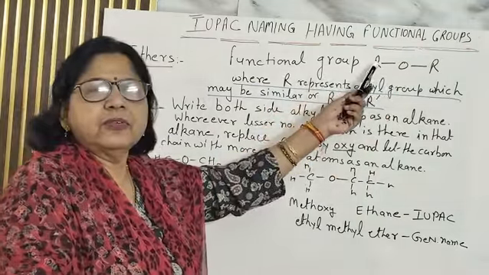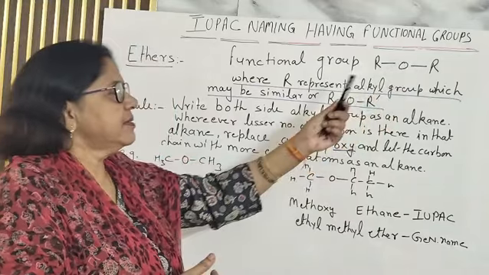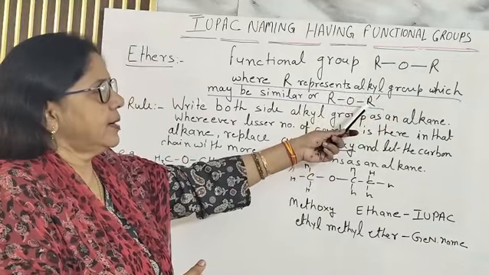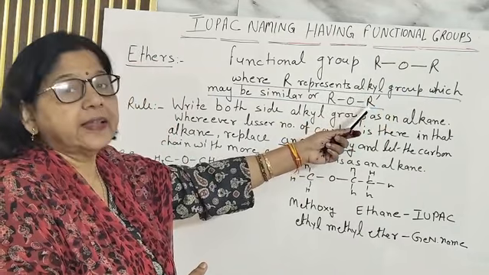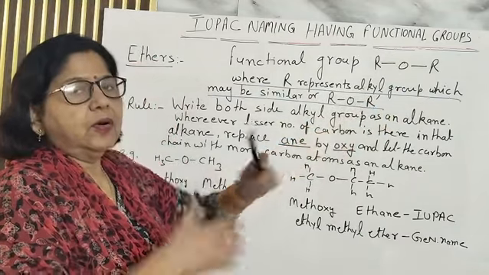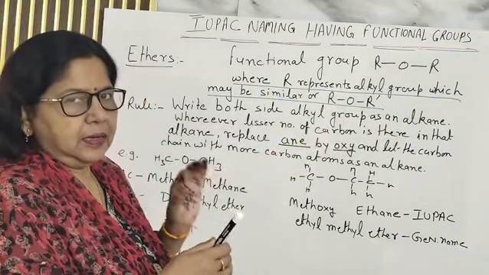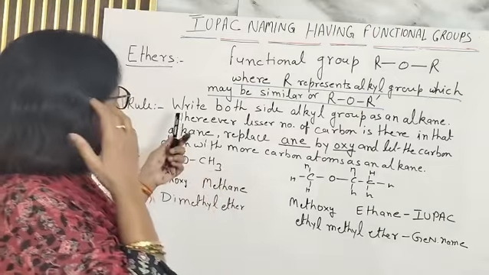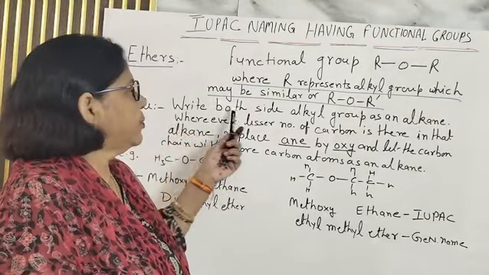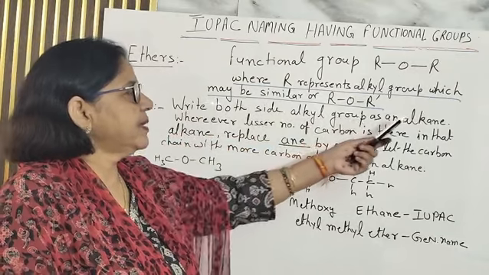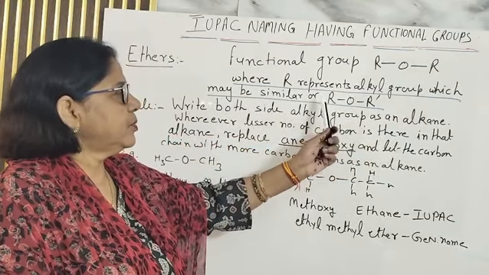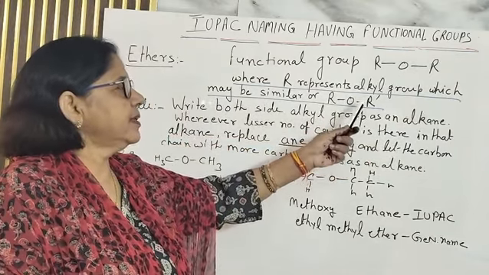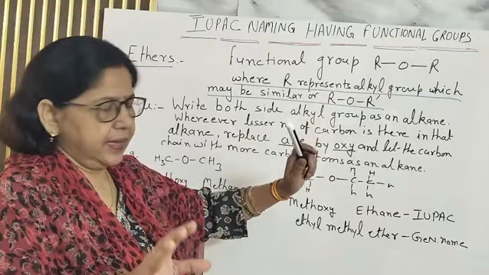They may be similar, so it will be ROR. They may be dissimilar, then it will be ROR dash. Means both are different alkyl groups. Fine. What is the rule? Little long. Rule says that write both sides alkyl group as an alkane. Means both the sides which alkyl groups are there, write them as an alkane.